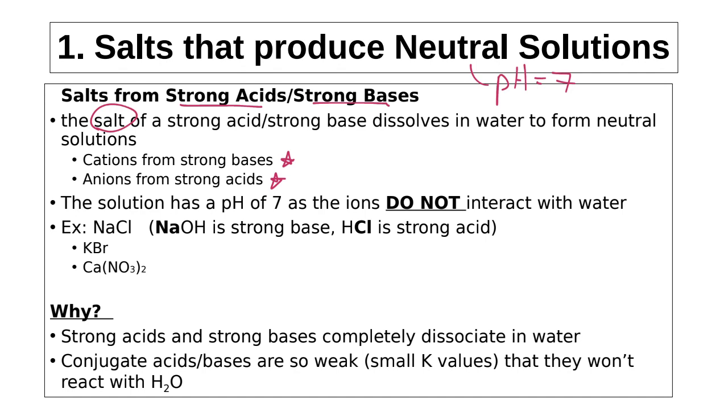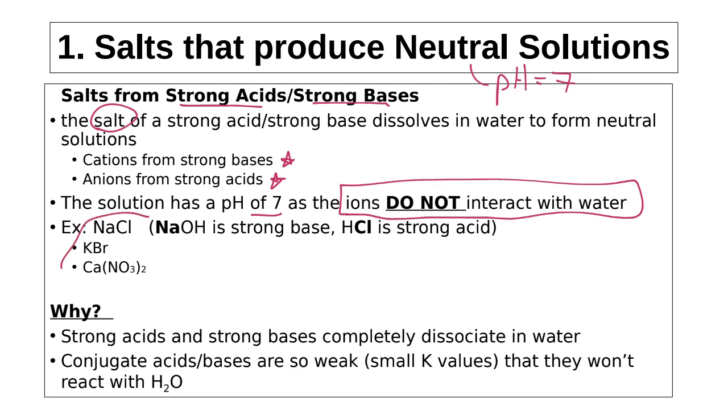And then as a result, your solution will have a pH of 7 because those ions do not interact with the water molecule. The reason for that is that the K value, Ka or Kb, of these conjugates is so small that they don't really react and make any products. They remain on the reactant side. They favor the left side.